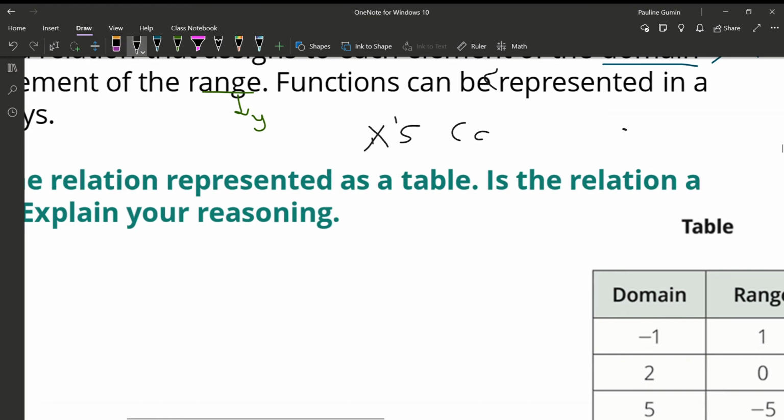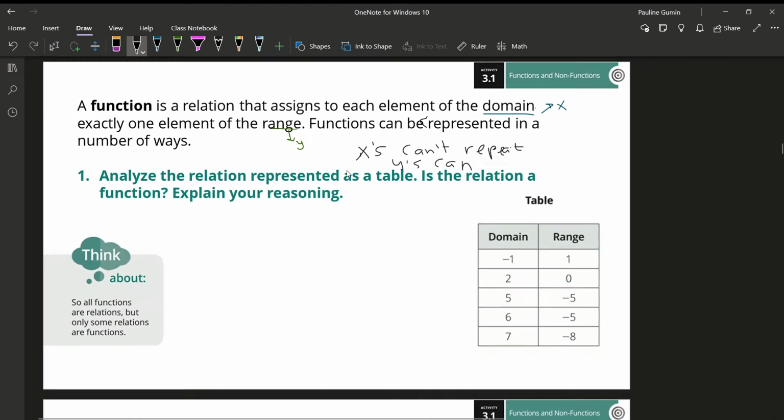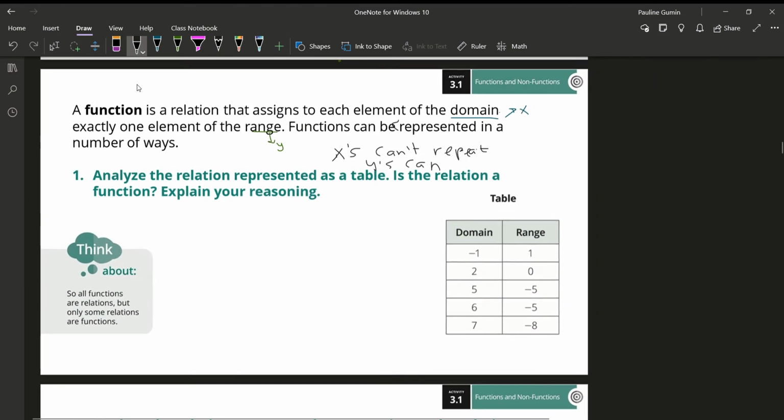X's can't repeat, y's can. Every x gets exactly one y, and that's what we had in the definition. Every x in the domain has exactly one element of the range y, and my favorite way of remembering it is x's can't repeat, y's can. So, with that in mind, let's take a look at number 1.